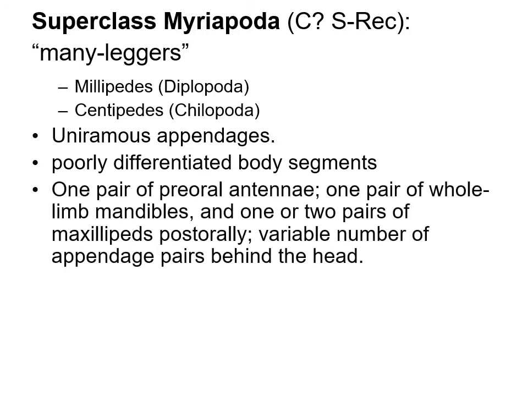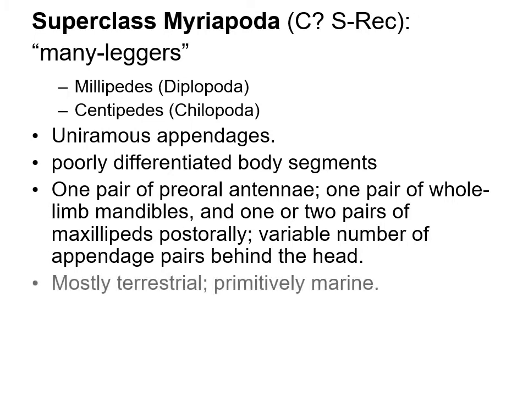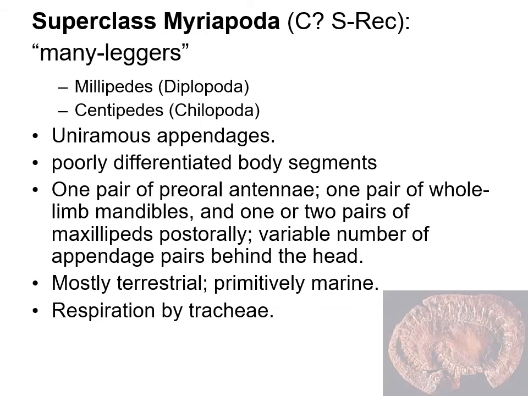All myriapods have 1 pair of preoral antennae, 1 pair of whole limb mandibles, 1 or 2 pairs of maxillipeds, so other limbs, and then a variable number of appendages, pairs behind the head. So they have a specialized set of limbs, a couple of pair of them right behind the mouth, and then they have all sorts of limbs going back beyond that. Mostly today, these are terrestrial, though we do have some primitively marine myriapods. They also breathe through a trachea, so a tube that helps with gas exchange.